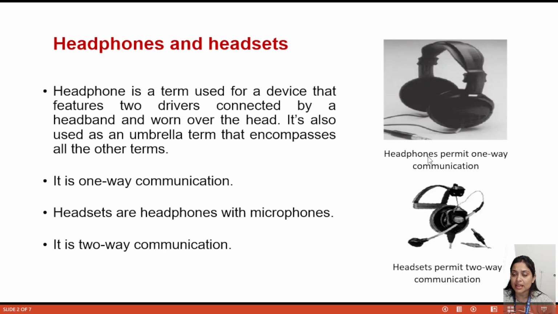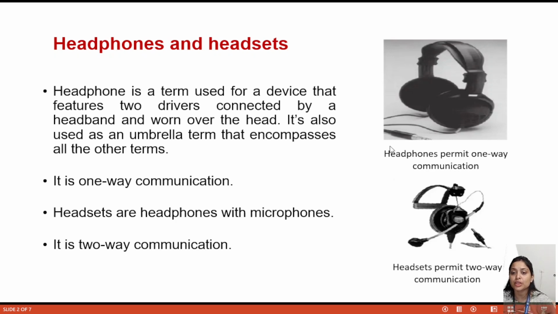As it looks like an umbrella, it is also called the umbrella type. It is a one-way communication, so we can only hear the voice or sound waves. Here we cannot talk. So what is the difference between headphone and headset?